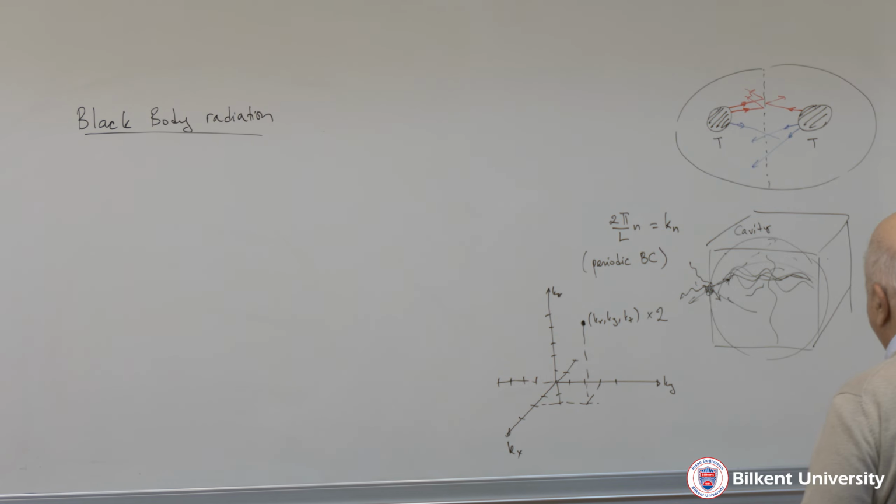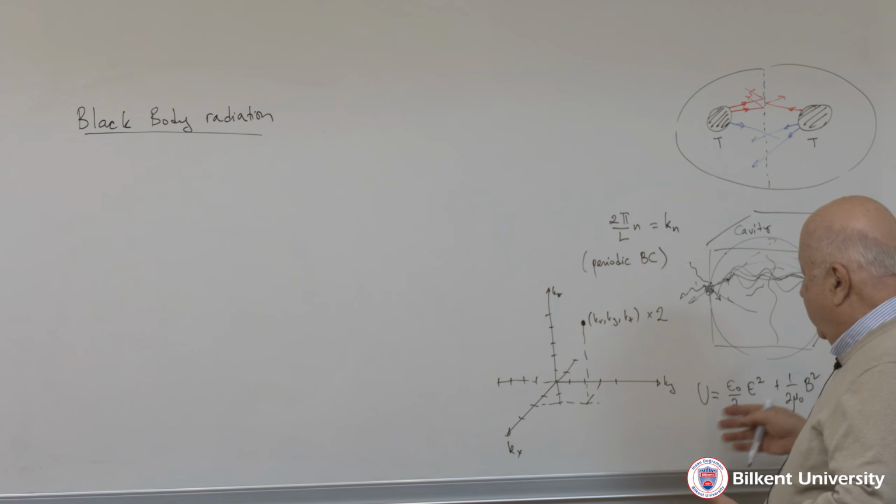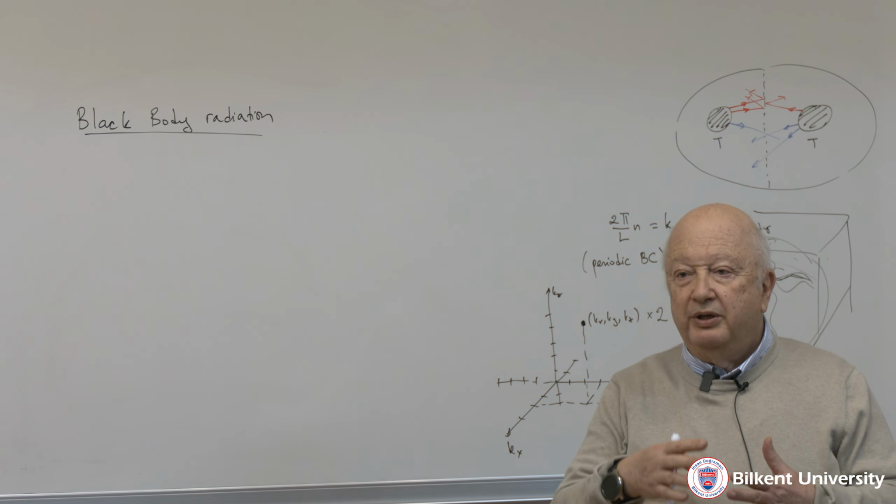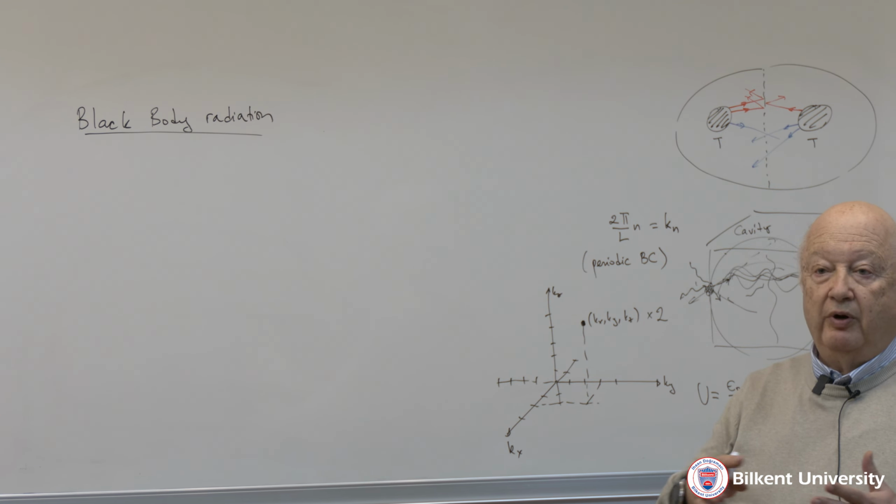You see, this is an electromagnetic wave, and if you look at the energy, you remember from electromagnetism that you have the energy structure which looks like epsilon 0 over 2 electric field squared plus 1 over 2 mu 0 magnetic field squared. So you have these two quantities which contain the energy, and you can transform this into a problem of harmonic oscillator.